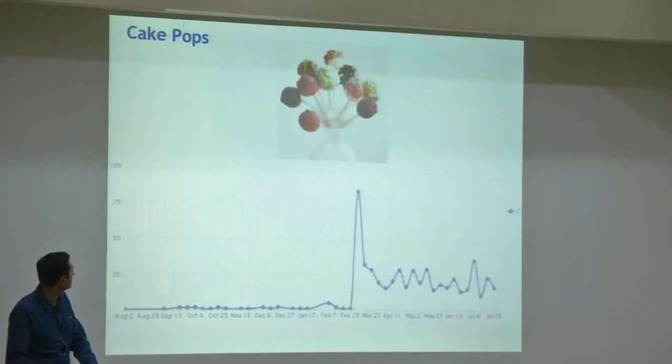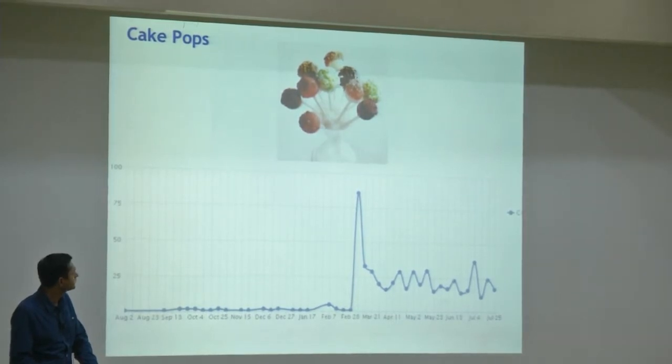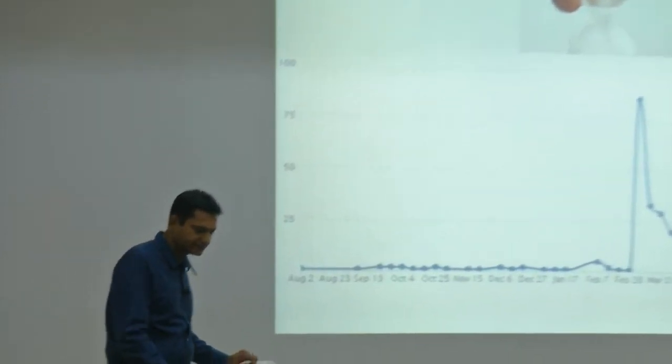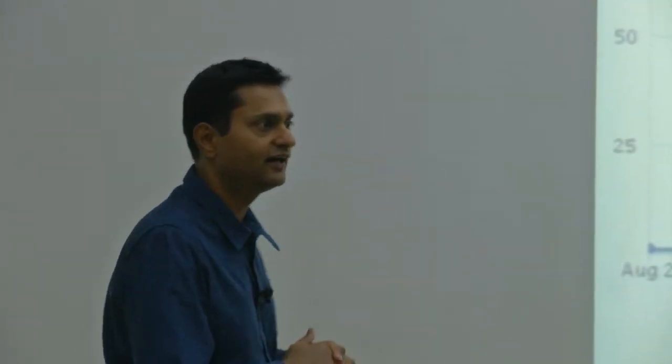Here's another example along the same line. Turns out that there's a snack that's getting popular. It's called a cake pop, right? Anybody know what a cake pop is? No. A cake pop is a cross between a cake and a lollipop. It's a cake on a stick.